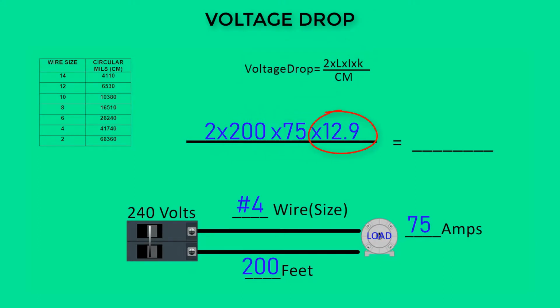This is multiplied by the constant of copper, 12.9. This value is divided by the circular mil value of a number 4 conductor. The result is a voltage drop of 9.3 volts. 9.3 volts is less than a 5% voltage drop. The number 4 conductor can be used to maintain a voltage drop of less than 5%.